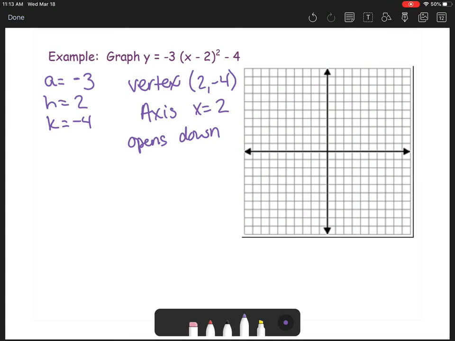In our 1, 3, 5 rule, instead of doing 1, we have to take -3. And then instead of 5, we have to do -15 because these multiply by our a value. So let's put it all on our graph. We have an axis of 2 dotted lines and (2, -4).